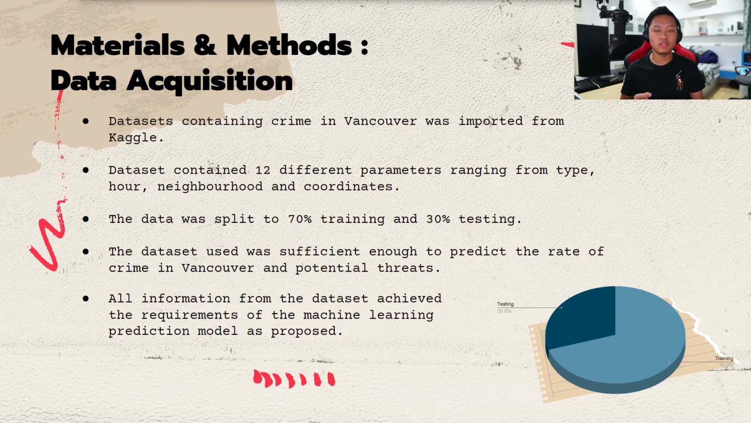And the dataset was sufficient enough to predict the rate of crime in Vancouver and its potential threats. And lastly, all information from the dataset achieves our requirements for the machine learning prediction model as proposed.